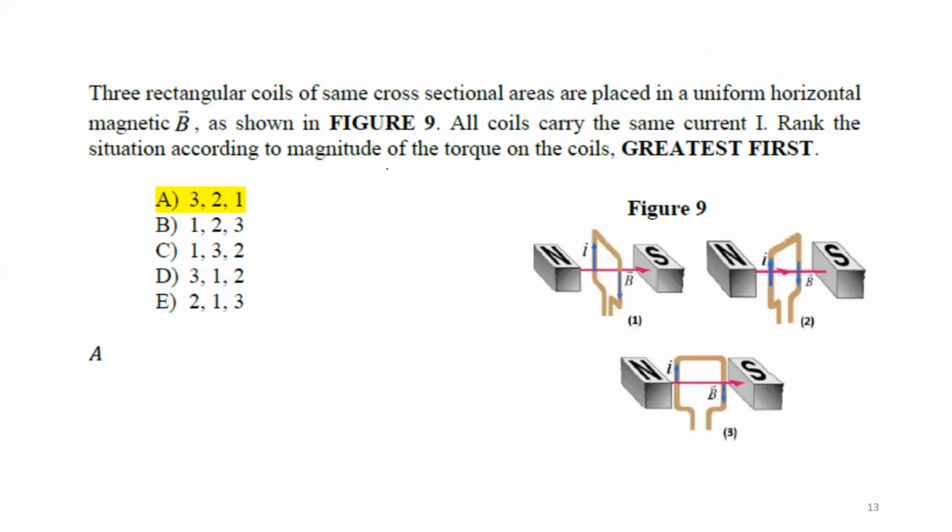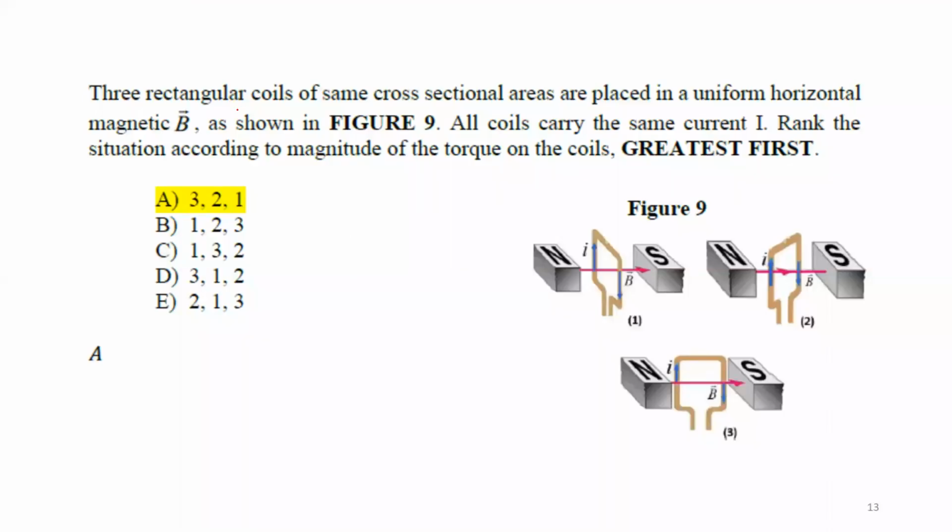Let's read this question very carefully. It's a conceptual question and we solve it. So we have here 3 rectangular coils of the same cross-sectional area that are placed in a uniform horizontal magnetic field B, as shown in the figure. All the coils carry the same current I. Rank the situations according to the magnitude of the torque on the coil, greatest first.